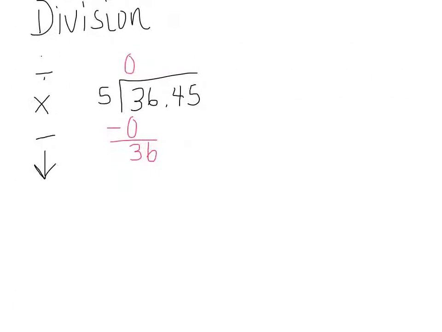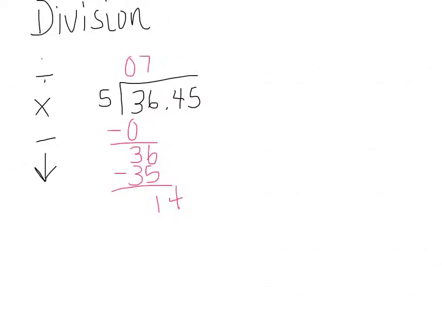5 goes into 36 7 times with 35. That's our multiplication step. Right before that we did the division. Now we'll subtract. That gives us 1, and we will bring down a 4. Now it's very important when you have a decimal in your dividend that you put that decimal straight above it in your quotient or your answer.